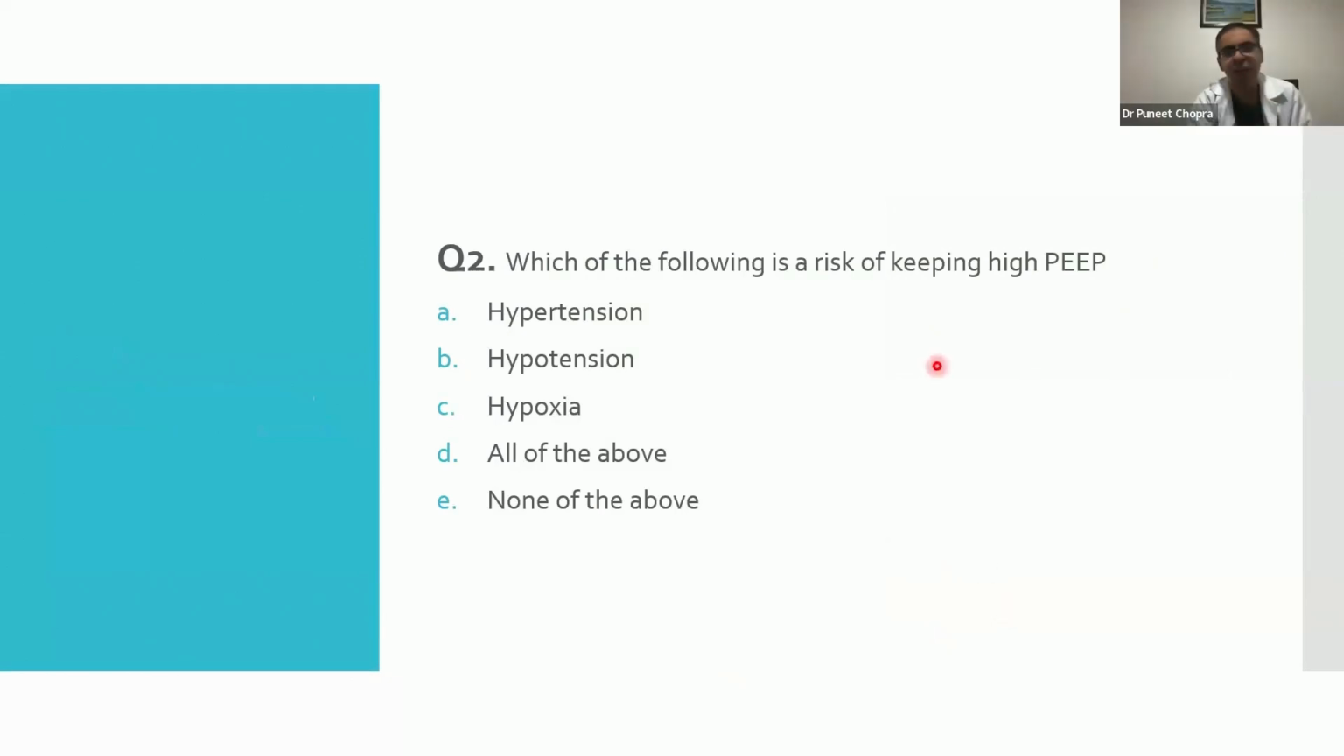So you can put the answer in the chat box. What can occur, what factor do you have to be vigilant of when you keep high PEEP? Hypertension, hypotension, hypoxia, all or none? One has typed hypotension. Sijo has typed hypotension. Very good. That means when we are keeping high PEEP, our intrathoracic pressure increases, so there is a risk of causing hypotension. Hypoxia, rather, we are treating by giving high PEEP, and hypertension does not usually occur.